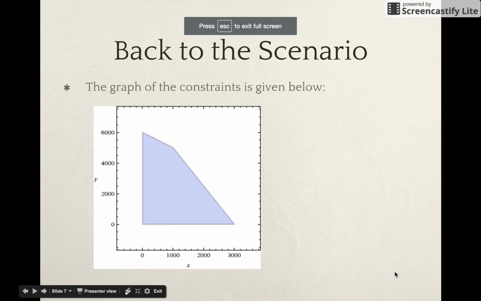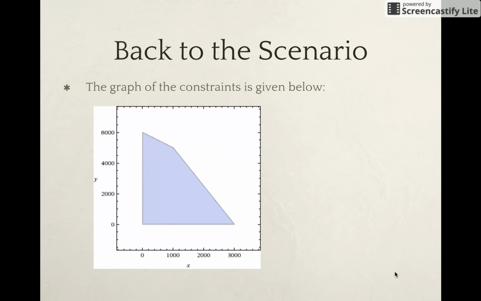Hi, and welcome back for part two of our linear programming presentation. We're looking at the scenario where we were trying to maximize the number of people served from delivering containers of water and medical kits. We had identified the objective function and the constraints, and we had used Wolfram Alpha here to get this graph of our feasible region.